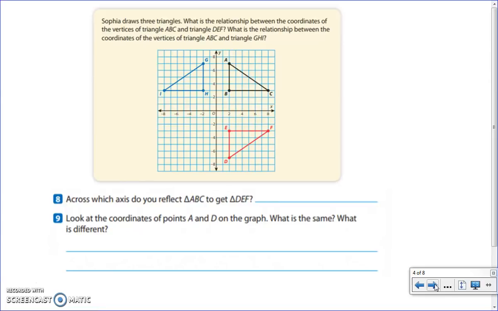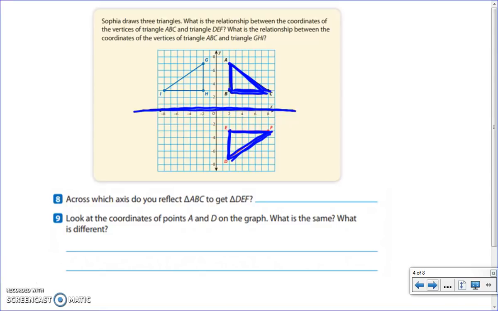So when we look at triangle ABC and we compare it to triangle DEF, if I folded this coordinate plane somehow, I would have to fold it on this axis for this triangle to end up right on top of this triangle. We call that a reflection. Okay, so it's like this triangle looked in the mirror and saw this triangle. The closer you get to the mirror, the closer your image gets to the mirror. The farther you get from the mirror, the farther your image gets from the mirror.